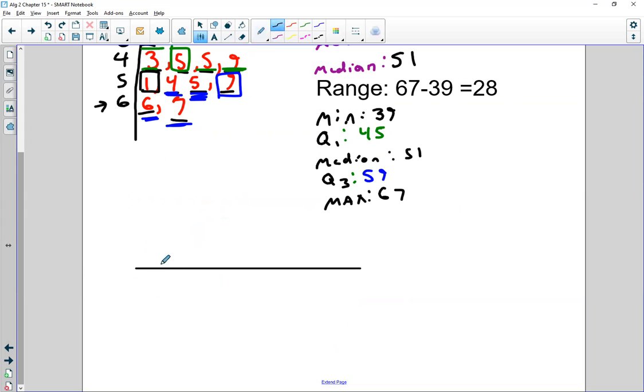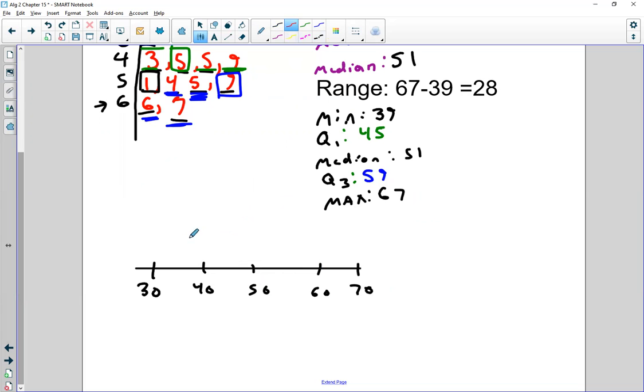So with this data, the only thing I'm giving you is a little line to write your axis. So we'll make a number line. It should make sense to your data, and it has to be consistent. So I'm going to do 30, 40, 50, 60, 70.